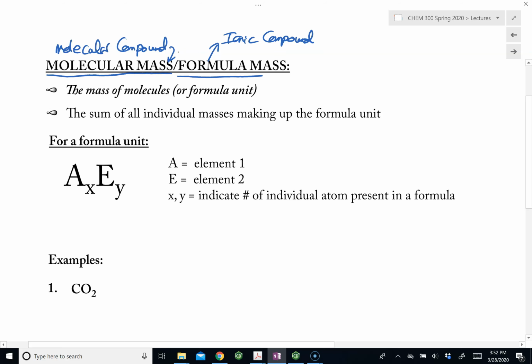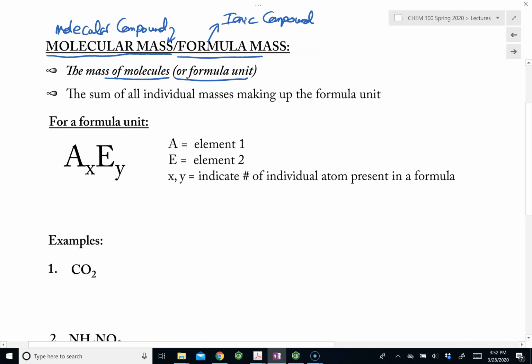And this is the mass of the molecule if we have a covalent or a molecular compound, or the formula unit of the ionic compound. But that would be the mass of the entire formula, which is equal to the sum of all of the individual masses of all of the elements that make up the formula unit.